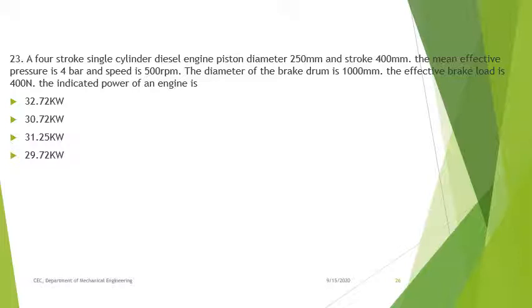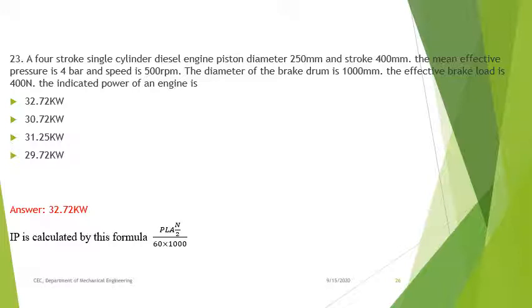The diameter of the piston is given. The stroke length is given as 400 mm. Mean effective pressure is given as 4 bar and speed n is equal to 500 rpm. The diameter of the brake drum is 1 meter and total load acting on that brake drum is 400 Newton. By using this data, we can calculate indicated power of an engine by the formula P L A N divided by 60 into 1000.